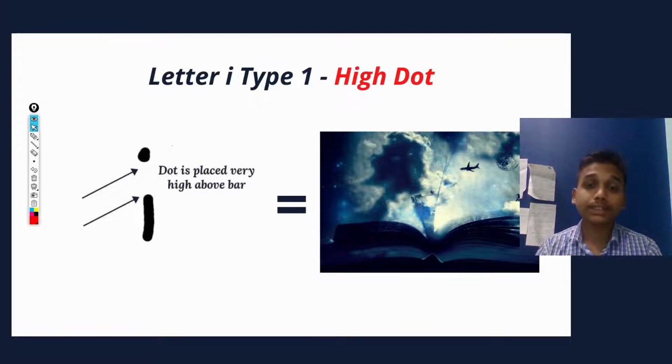We are going to study an interesting letter I type, which is the high dot. As the name indicates, the dot is quite higher than the usual distance that you see. Usually you will find the dot just above the stem, yet here it's quite higher.